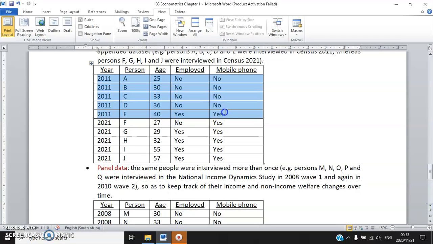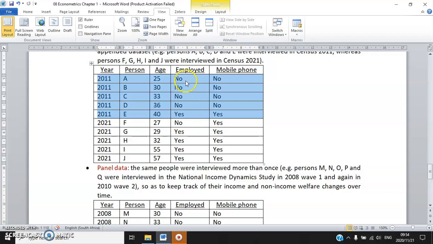These 5 people, A, B, C, D, and E, took part in census 2011. You can see at that time, quite a lot of them were unemployed. I just want to simplify things, assuming there are only 5 people in total in census 2011. So most of them are unemployed. Most of them did not have mobile phones.